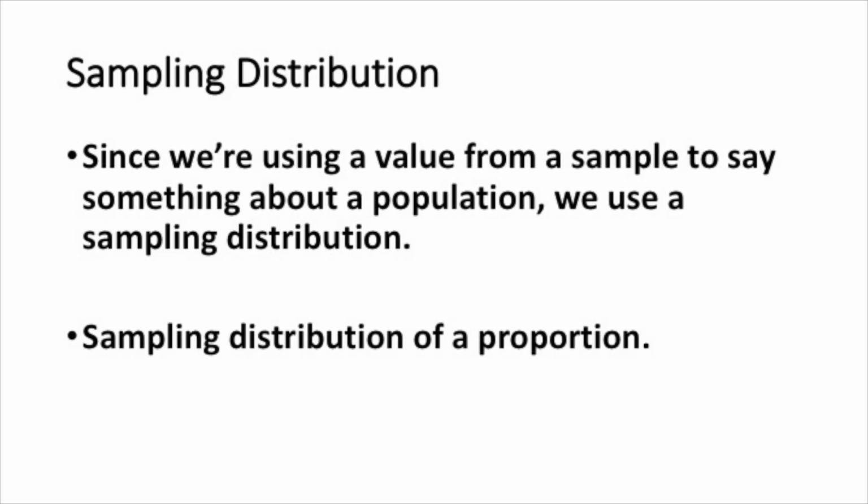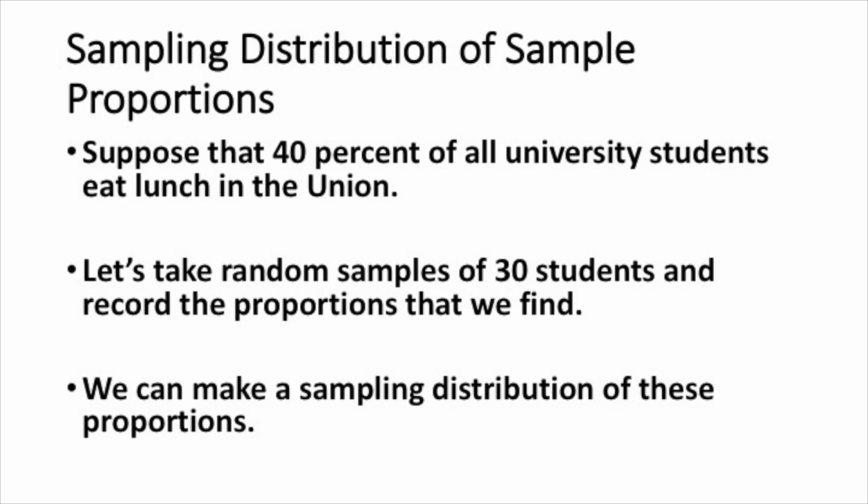So whether we're using information from a sample to estimate a population proportion value or to test a claim that we might have about a population proportion, ultimately we're using data from a sample. So because of that, when we do statistical inference, we use what's called a sampling distribution. And specifically, since we're dealing with proportions, we use a sampling distribution of sample proportions. So in a second, I'm going to show you what I mean by a sampling distribution of sample proportions.